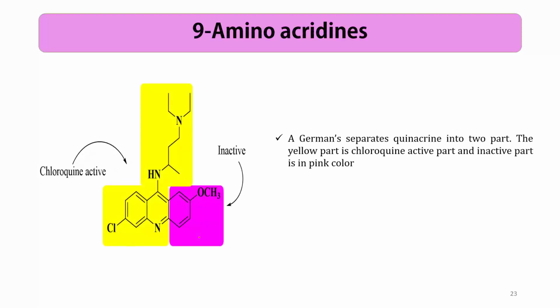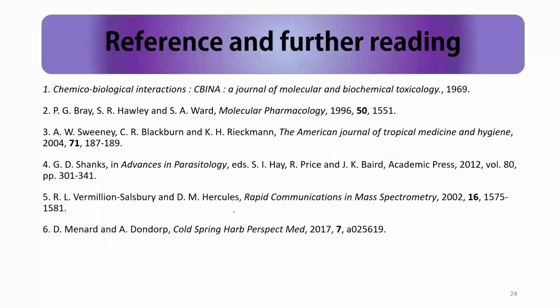There is one more point we have remaining, and the point is this: a German chemist separated quinacrine into 2 parts. The yellow part is the chloroquine part, which is active, and the part in pink color is inactive. There is a reference if you wish to read further.